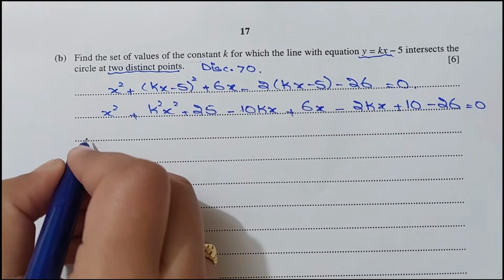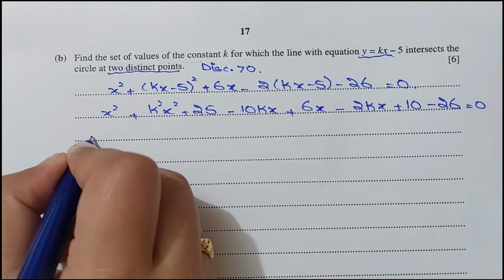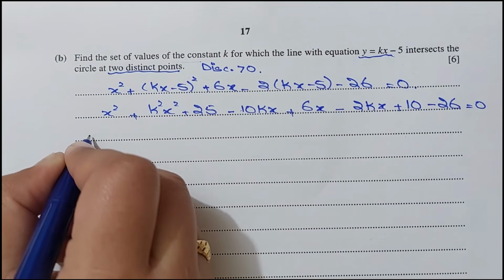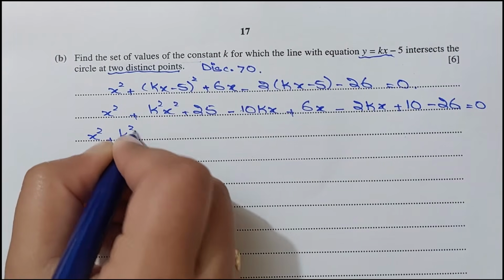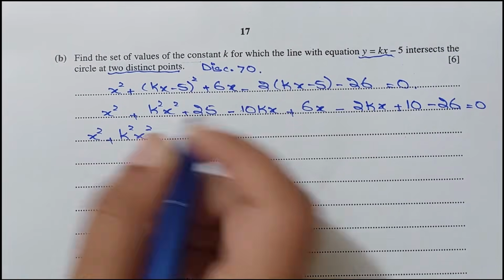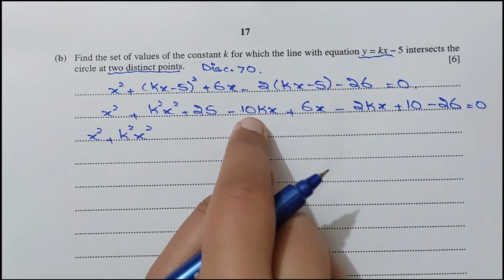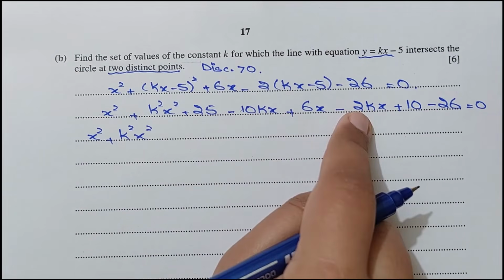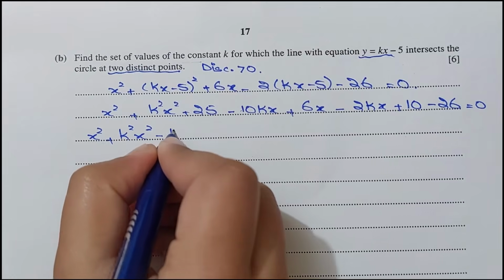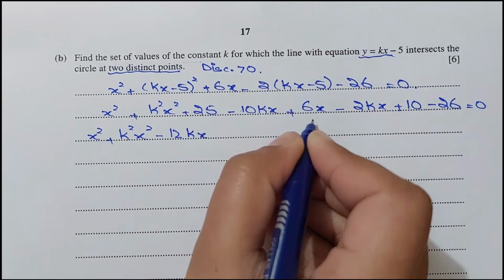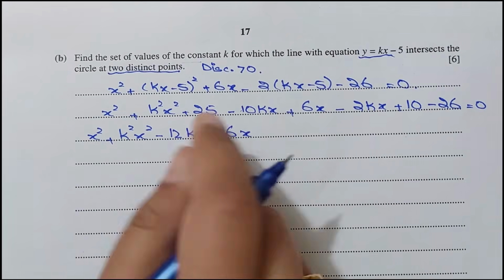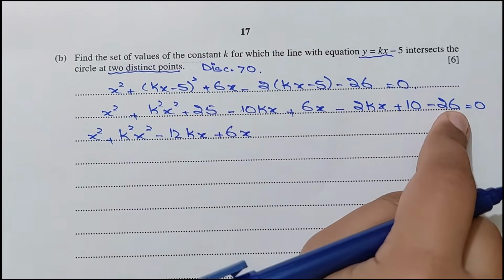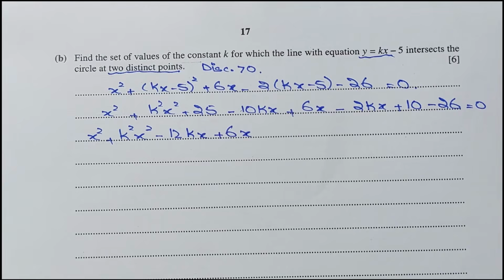Okay, so simplifying further, let me simplify the x squared terms first. So x squared plus k squared x squared, right, and the x terms with k, we have minus 10kx minus 2kx, so this is minus 12kx, and the other term is just positive 6x. The constants are 25, 10 and minus 26. Let me simplify this.